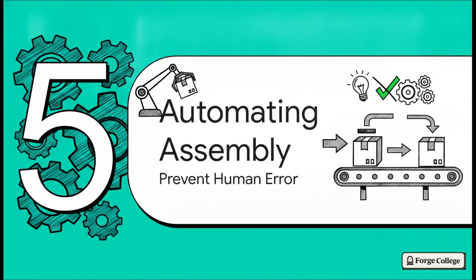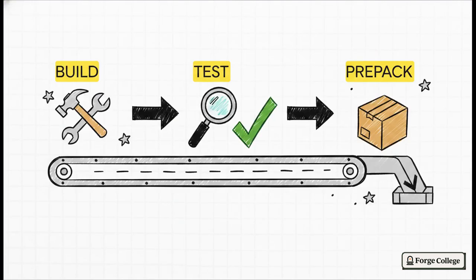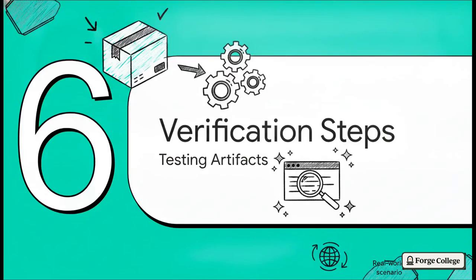Section 5. Automating the assembly line. By adding automation scripts right into your package manifest, you're creating a strict, foolproof assembly line. We have build to compile our code and test to verify it, but I really want you to think about pre-pack. If you set this script to run your build and test commands, NPM will automatically execute them before it ever creates that distributable artifact. It's a total lifesaver. It guarantees your package is successfully built and tested before it ever leaves the factory floor. Section 6. Verification and next steps.